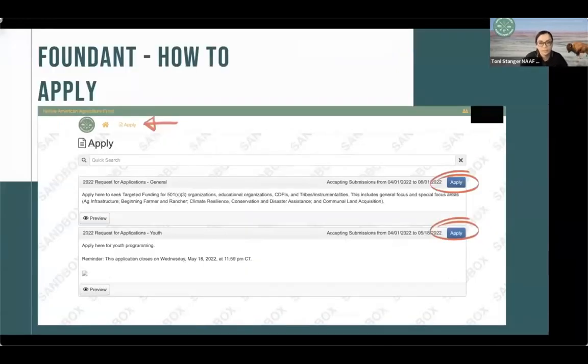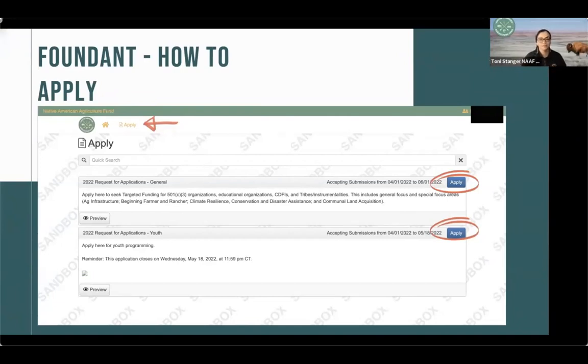So again, there's the apply button, and you'll see 2022 requests for general or youth. Make sure that those are the things you're applying to. We do have a couple of positions, one that's live right now and another one that will be live during this grant application process. So if you want to apply to be an employee, that's great.